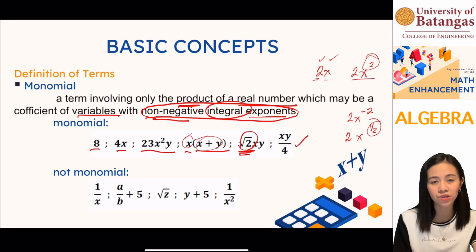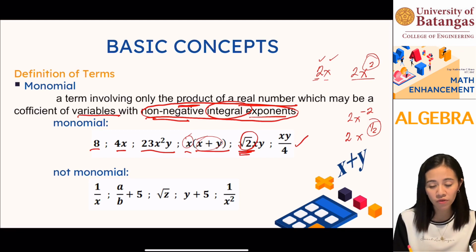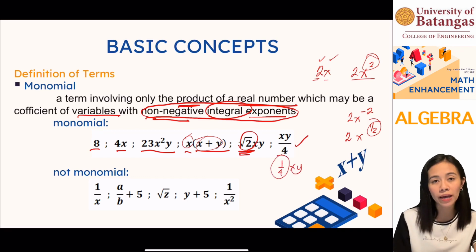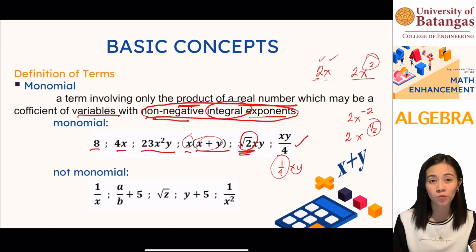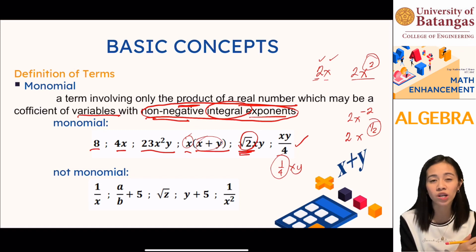So this is still considered a monomial because you have both x and y in the first degree, or the exponent is positive 1. And then your numerical coefficient here is 1/4, di ba? Kasi if you're going to write xy over 4, it can be written as 1/4 of xy. So, yung numerical coefficient natin is simply 1/4, which is a fraction but still a real number. So, it's still considered a monomial. Okay? But what are the examples of terms which are not considered monomial?